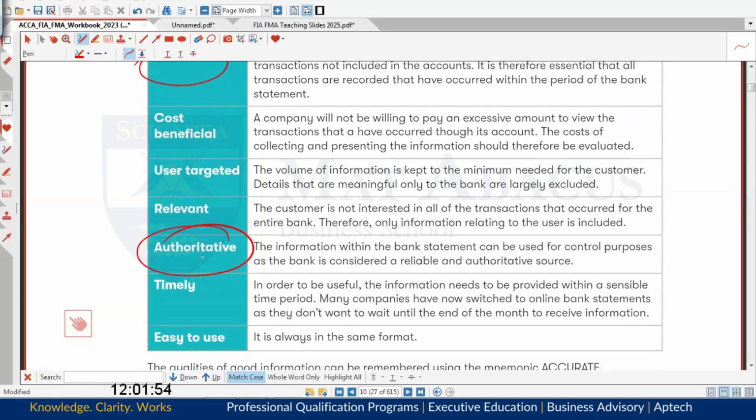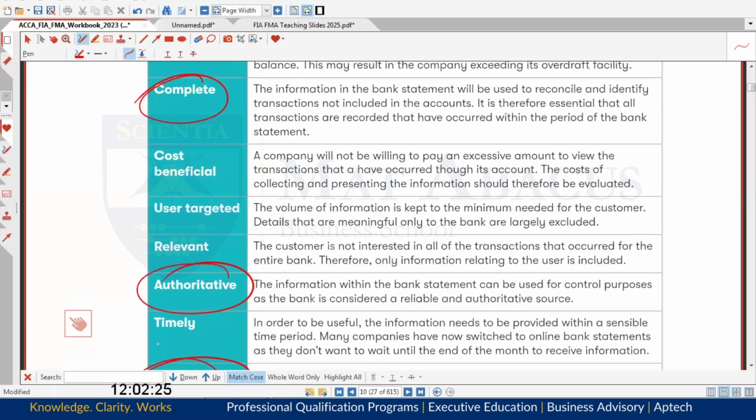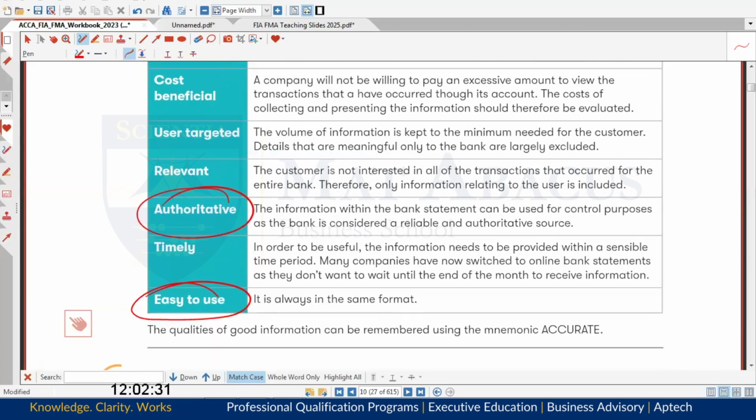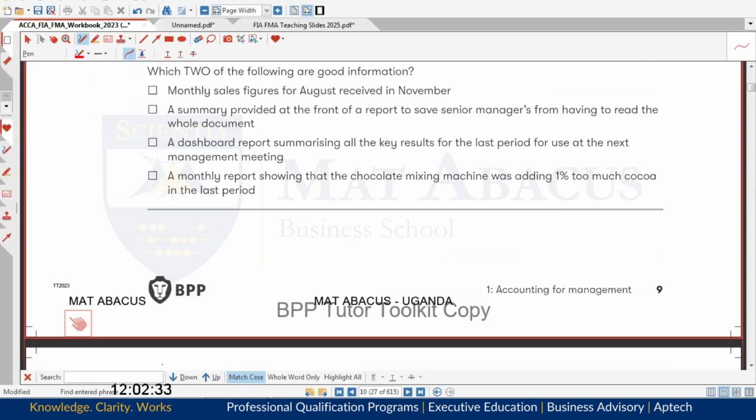Right now with technology, there's a lot of misinformation worldwide, okay? So people should be able to trust the person communicating. Timely, and it should be easy to use. So whatever information you're passing on, communicate it in the simplest language possible, okay? So that is an aspect of the quality of information we need: to be accurate, complete, cost beneficial, user targeted, relevant, authoritative, timely, and easy to use.